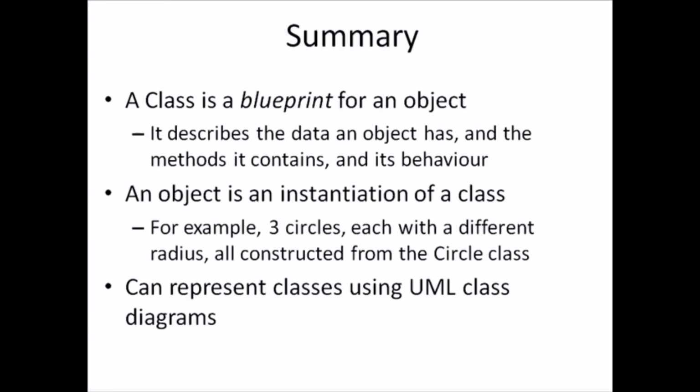So quickly to summarize, a class is like a blueprint for an object. It describes the data that an object contains, the methods it has, and therefore its behavior. An object is an instantiation of a class. For example, we created 3 circle objects, and each of these circle objects had a different radius, but they were all constructed using the circle class. Now we can represent classes and objects using UML class diagrams, which we've demonstrated just before.